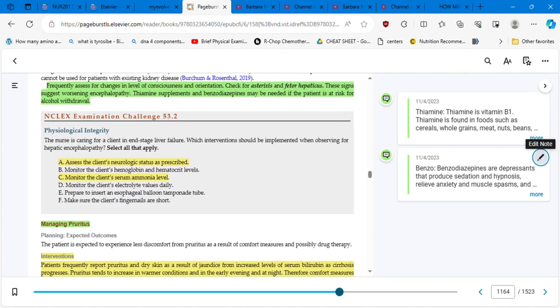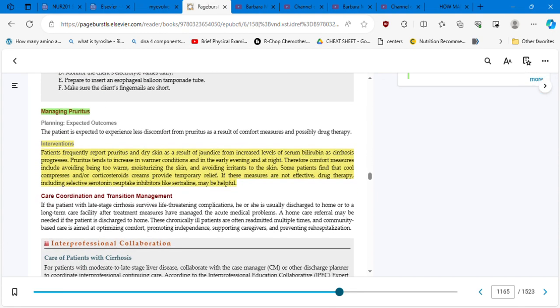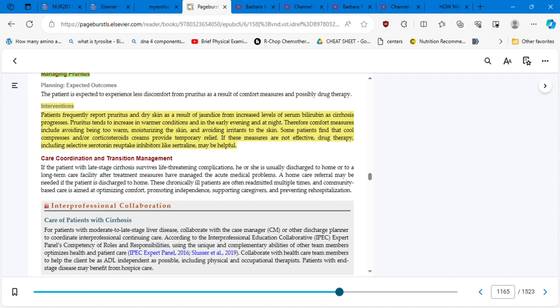Okay, how are we going to manage pruritus? This is a consequence of jaundice. Comfort measures include avoiding being too warm, moisturizing the skin and avoiding irritants to the skin. Some patients find that cool compresses or corticosteroid cream provide temporary relief. If these measures are not effective, drug therapy, including selective SSRIs, like sertraline, may be helpful.